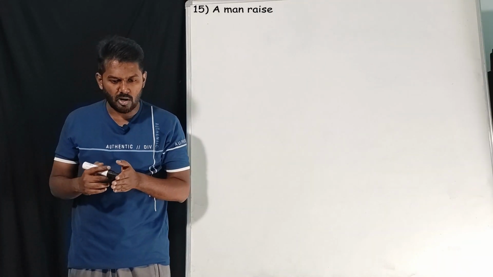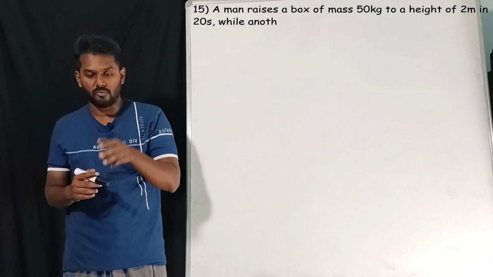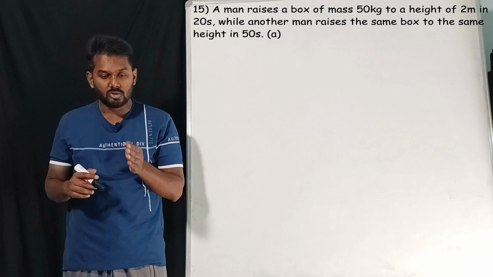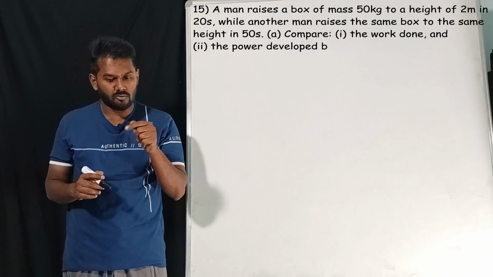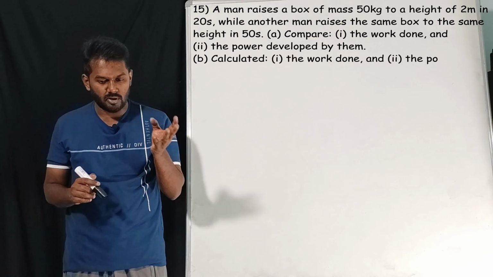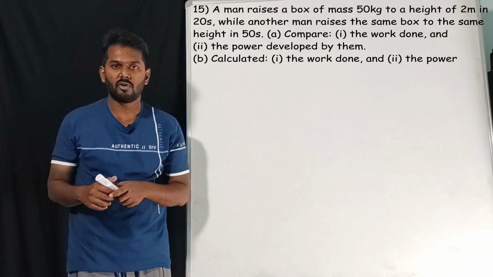A man raises a box of mass 50 kg to a height of 2 meters in 20 seconds, while another man raises the same box to the same height in 50 seconds. First one, compare the work done and the power developed by them. Second one, calculate the work done and the power developed by each man. Take gravity value as 10.